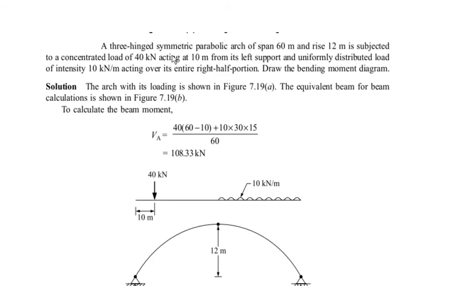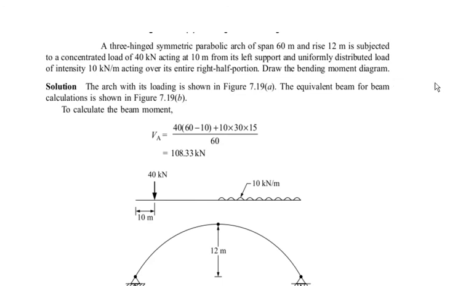A three-hinged symmetric parabolic arch of span 60 meter and rise 12 meter is subjected to a concentrated load of 40 kilonewton acting at 10 meter distance from its left support and a UDL of intensity 10 kilonewton per meter acting over its entire right half portion. Draw the bending moment diagram.